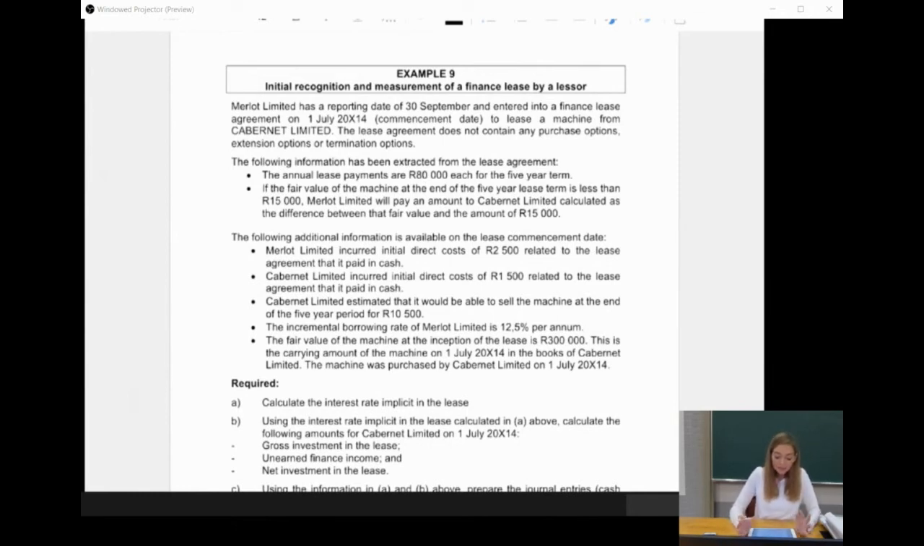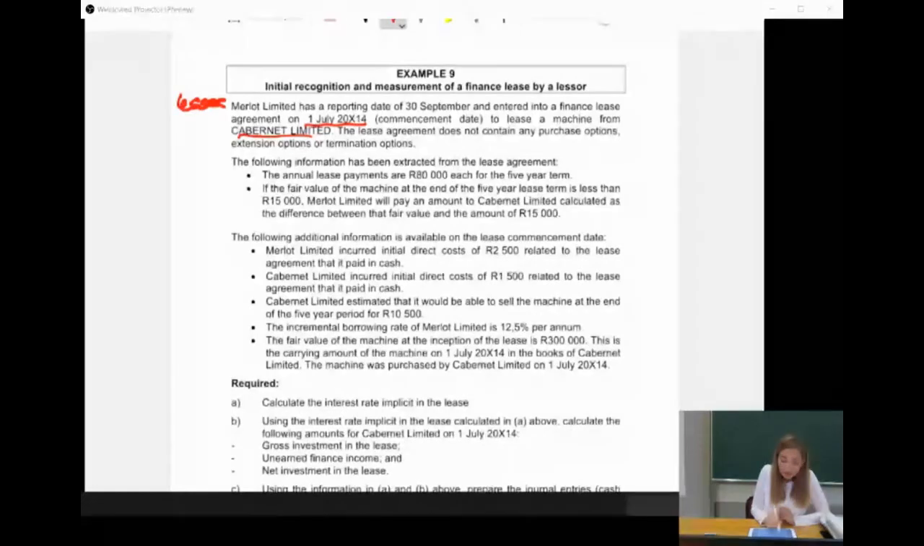Okay, so they give us a lease transaction. We are Cabernet Limited, so that's the lessor. The Merlot is the lessee. Okay, I don't like Cabernet or Merlot, so therefore I will call it Cabernet and Merlot. Okay, so the commencement date of the lease is the 1st of July 20x14.